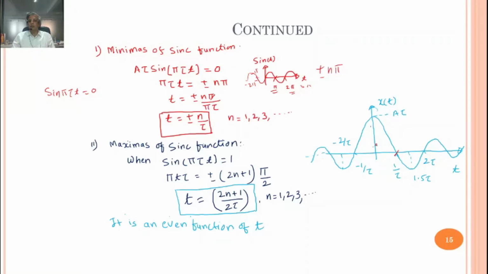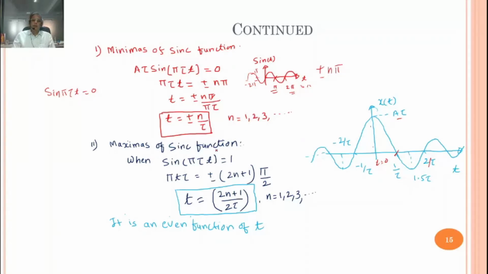See here, this function at t equal to 0, this is a tau, and this minimas are first for n equal to 1, this is 1 by tau. For negative side, that is minus 1 by tau. When n equal to 2, this is 2 by tau. Similarly here this is minus 2 by tau.